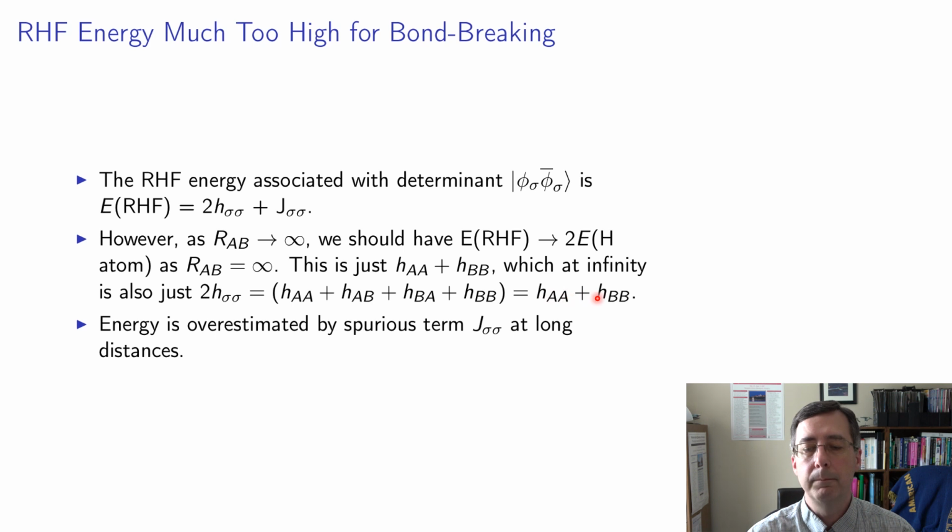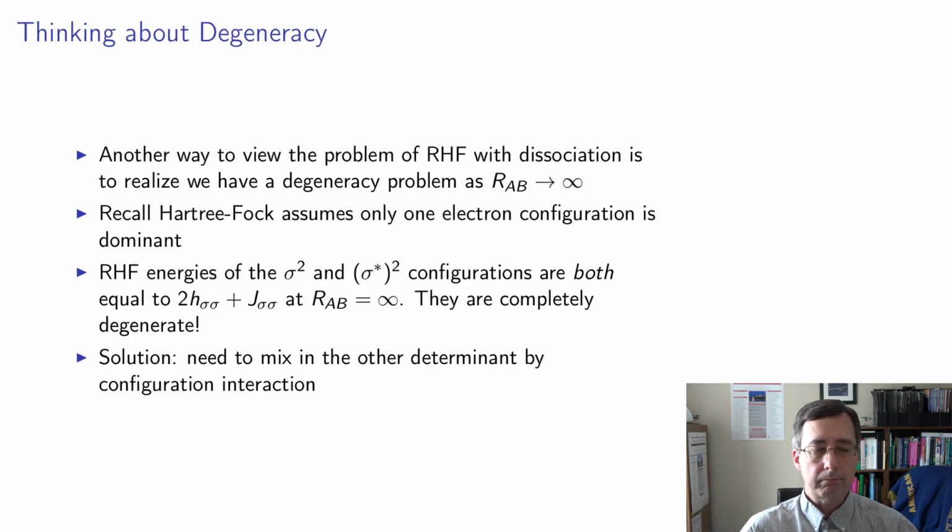So this is good. But then the RHF energy also has this J Coulomb interaction, the repulsion between the electrons, which should go to 0 at long range, but it turns out it doesn't. And this is why you're getting an error in the RHF energy: I'm overestimating the energy because I have this term that ought to go to 0, but it doesn't. This is a different way of saying those ionic configurations contribute. All right.